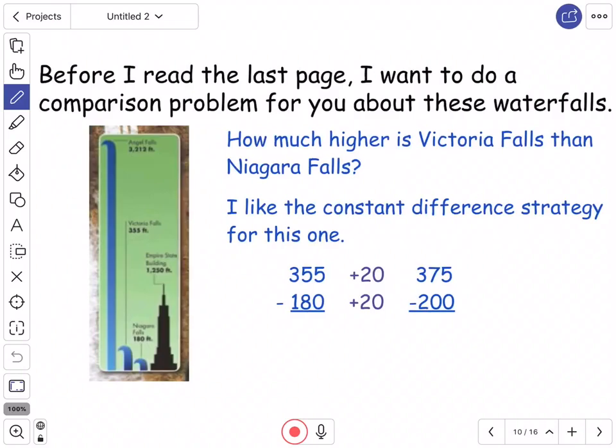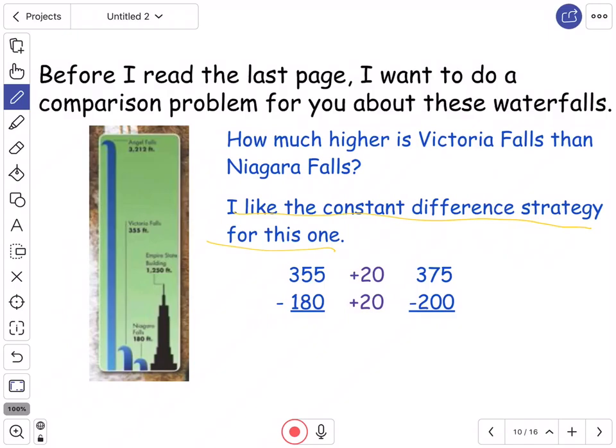So before I read the last page, I want to do a little comparison problem for you about these waterfalls. And I may end up asking you to do one eventually. I may not, just depending on how much time we have. But just for now, I just want you to follow along with me, okay? So how much higher is Victoria Falls than Niagara Falls?